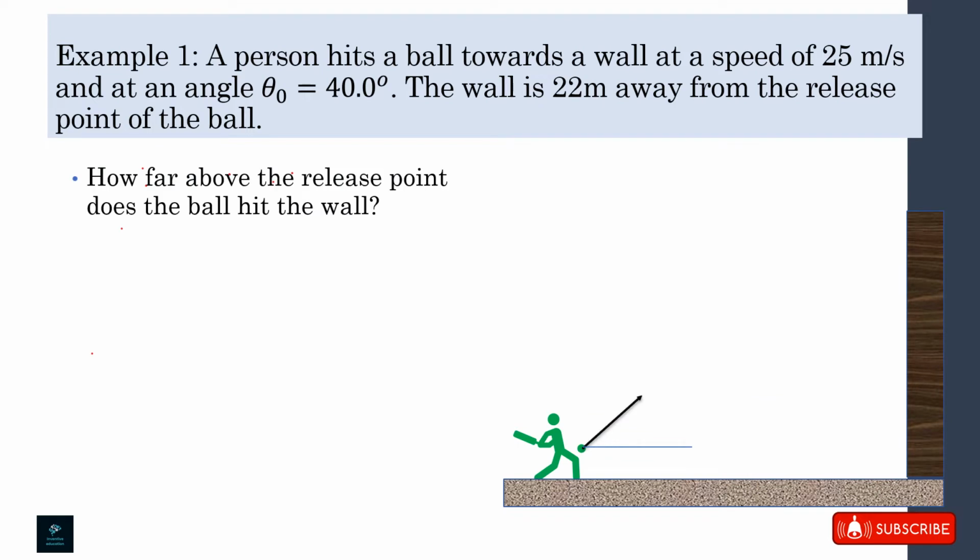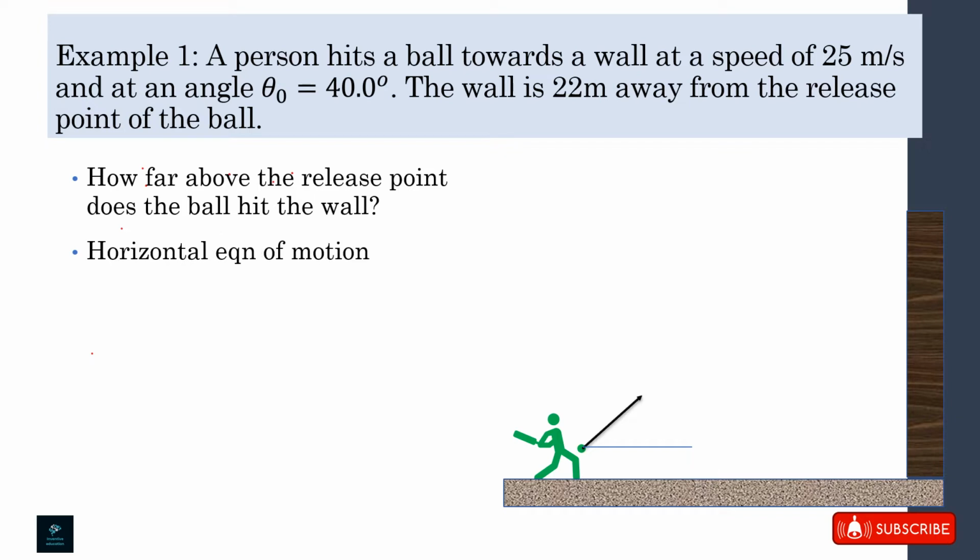First, we will determine how far above the release point the ball hits the wall. We can do this by using the vertical equation of motion, but to do that, we need to know the time taken by the ball to hit the wall. The time taken can be obtained by using the horizontal equation of motion.